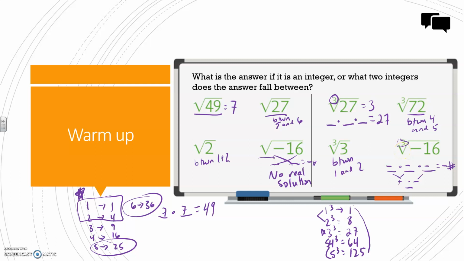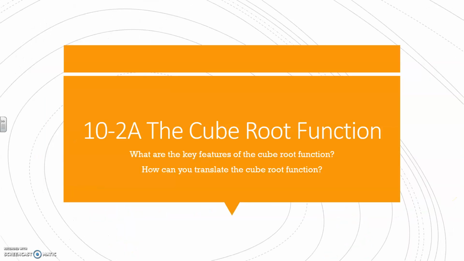Okay? So in this case, again, 16 doesn't fall on the list, but I can see that it falls between 2 and 3. So the cube root of negative 16 would fall between negative 2 and negative 3. Or if I asked what is the cube root of negative 27, it is possible. It's negative 3. Okay, so that's a little bit of a warm-up to introduce this idea of the cube root.